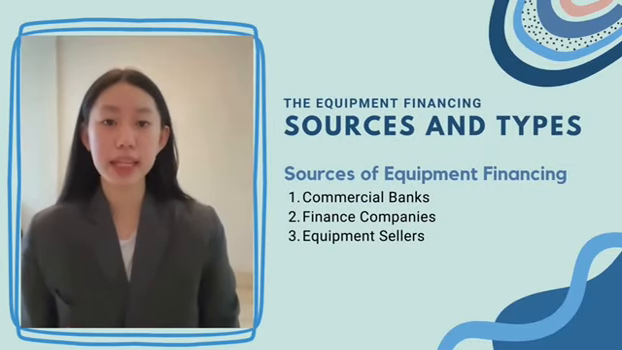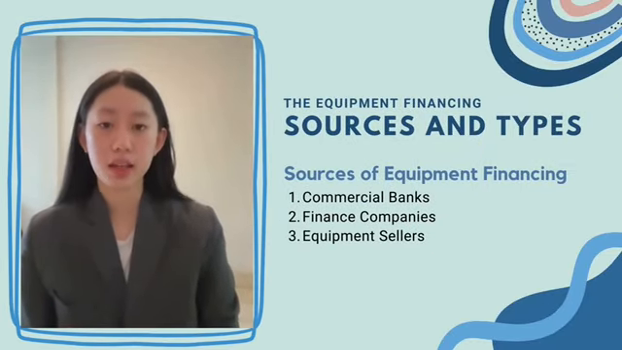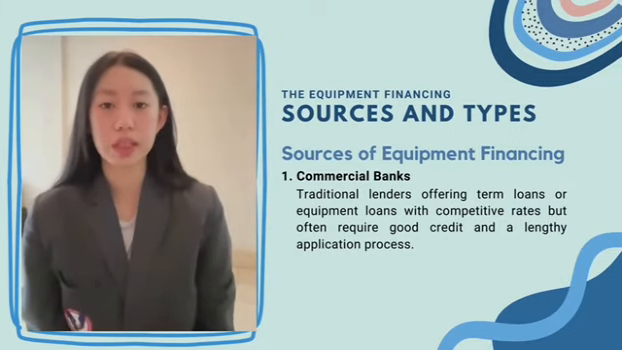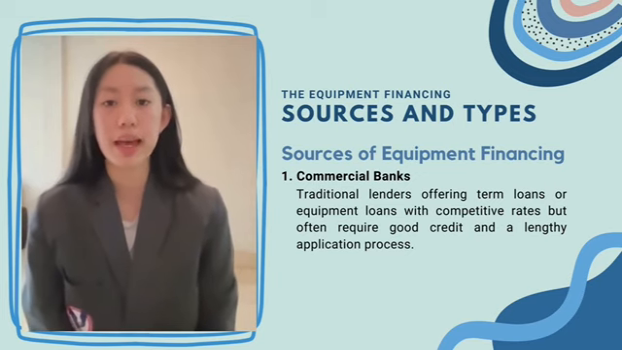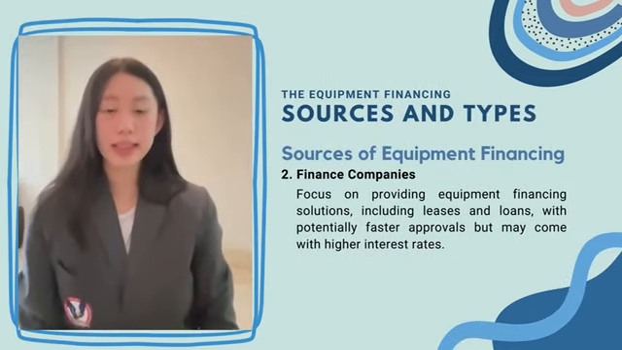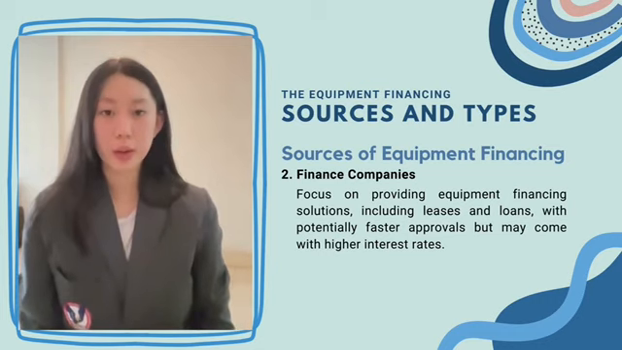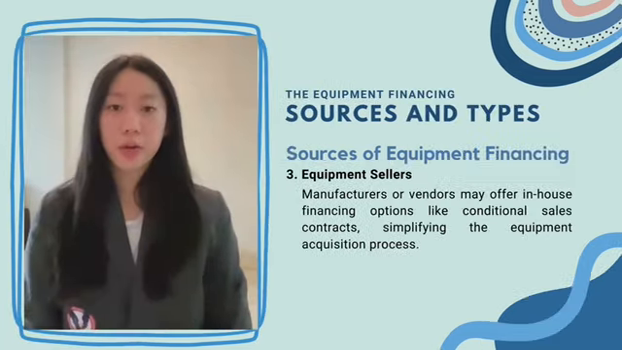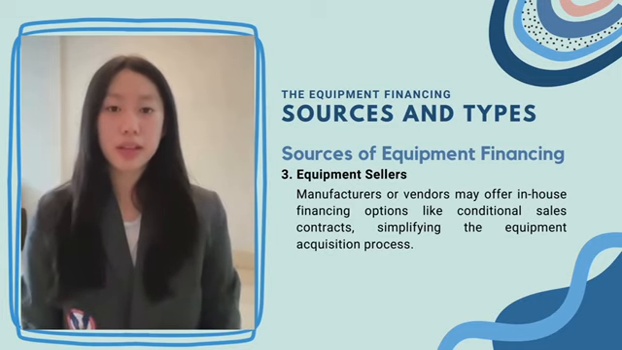Next is about sources and types of equipment financing. Sources of equipment financing are commercial banks, finance companies, and equipment sellers. First, commercial banks. Traditional lenders offering term loans or equipment loans with competitive rates, but often require good credit and a lengthy application process. Second, finance companies focus on providing equipment financing solutions, including leases and loans, with potentially faster approval but may come with a higher interest. And third, equipment sellers. Manufacturers or vendors may offer in-house financing options like conditional sales contract, simplifying the equipment acquisition.